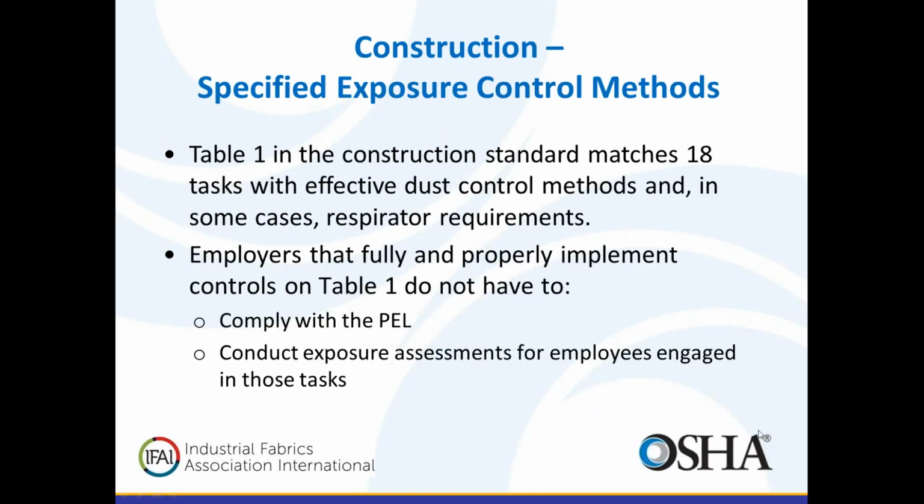Anyhow, in construction, if you take a look at the rules, they have Table 1 that matches 18 different specific tasks with effective dust control methods and sometimes respirator requirements. What they have done in this table is that they have gone out and sampled. They have figured out what people's exposures would be during a certain task and put all this stuff in a table so that you don't have to do it. If you don't like the table, you can go ahead and sample your employees yourself and determine their exposure. And we'll talk about that in a minute too here. But anyways, here's an example of the table.